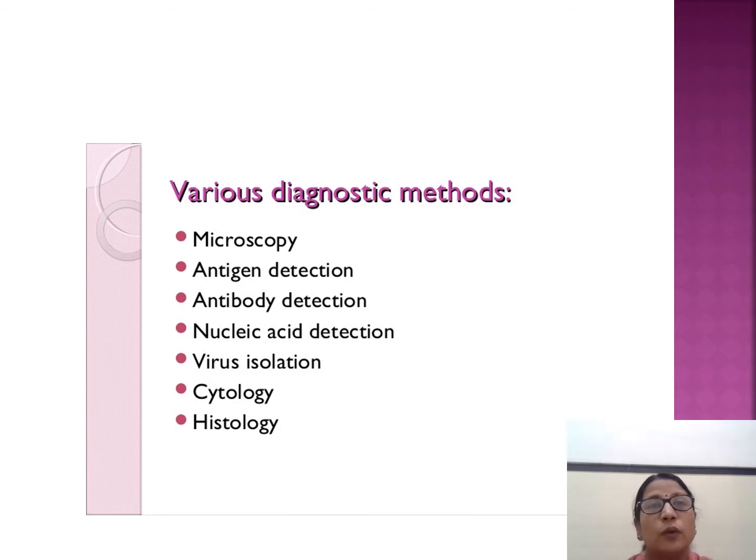Then there is nucleic acid detection, as we are doing at present for corona diagnosis. Then if facilities are available in virology laboratories, cell lines and tissue culture facility, then we can grow the viruses in the laboratory, isolate them, and then report them.